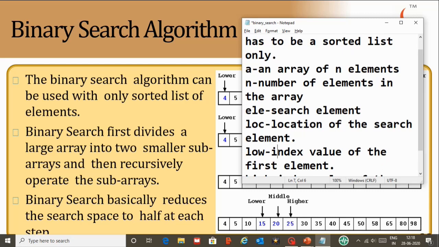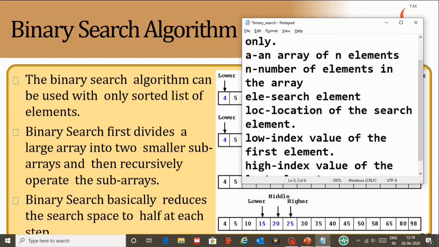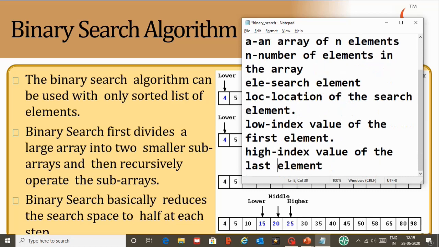ELE is the element for which I am searching, that is, searching whether the element is present in the list or not. And then LOC is the location of the search element. If the element is found, what would be the location of it? Location is nothing but the index value of that element. And then low is another variable which holds the index value of the first element in the list. And high is the index value of the last element in the list. Please make a note here.